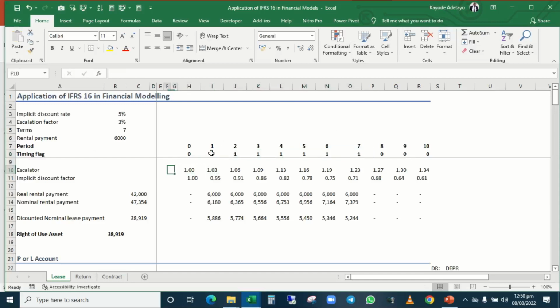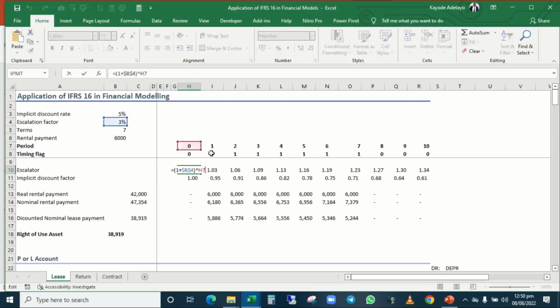Then the escalation factor. Year on year, it is going to increase by the inflation rate, which is increasing by 3%. For that 3%, we use the normal formula of 1 plus inflation raised to the power of the number of years.